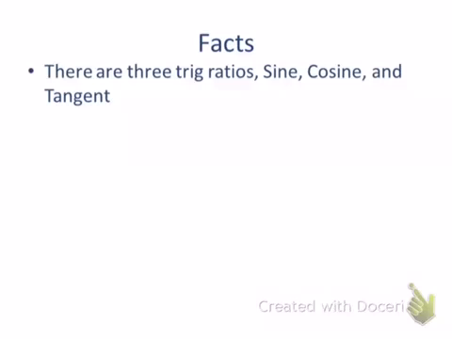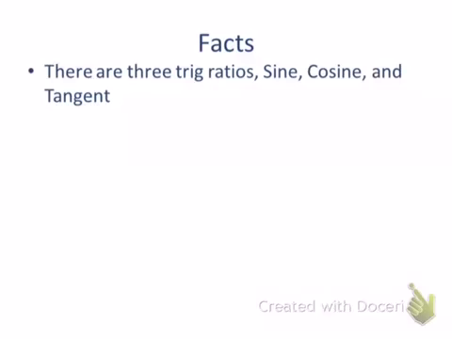If you flip the sine, you get the cosecant. If you flip the cosine, you get the secant. If you flip the tangent, you get the cotangent. So once you know sine, cosine, and tangent, you know all of the six trig ratios. So these three trig ratios, sine, cosine, and tangent.